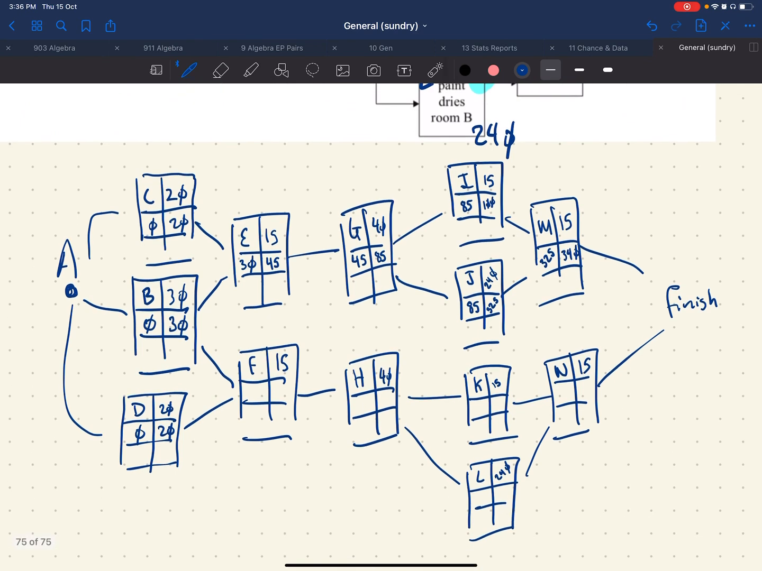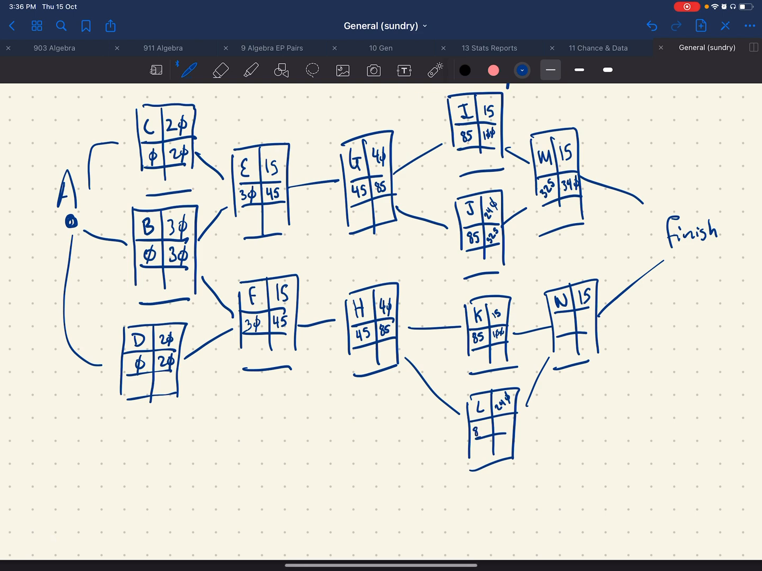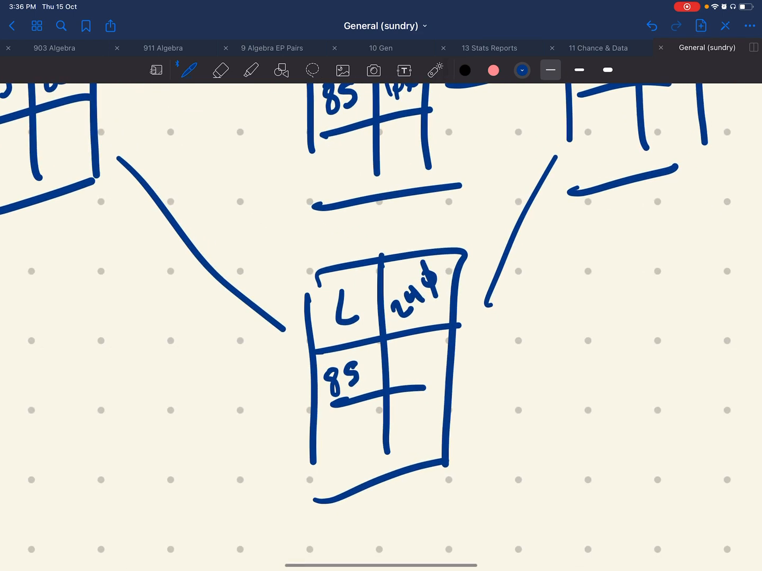Okay, let's go down the bottom. It's going to be a carbon copy. Let's give ourselves a bit more room here.